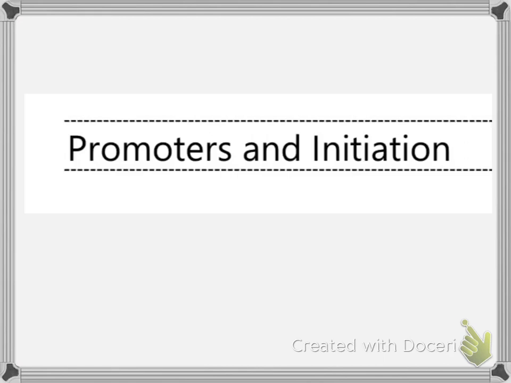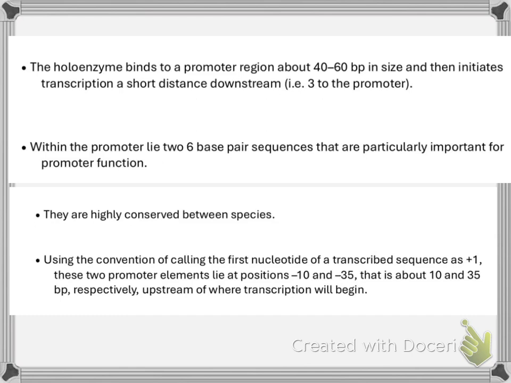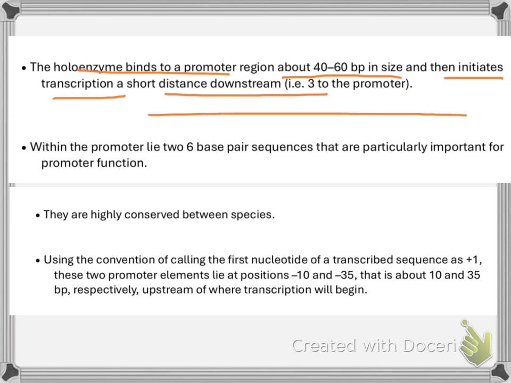Now let us discuss promoters and initiation. The holoenzyme binds to a promoter region that is about 40 to 60 base pairs in size and then initiates transcription a short distance downstream. That is, if this is the DNA strand with the promoter, the RNA polymerase binds to the promoter and then starts the transcription.